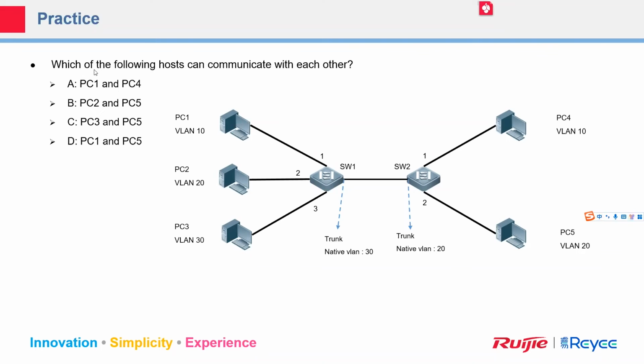Finally, the question is, which of the following hosts can communicate with each other successfully? A, B, C, and D. Please show me the correct answer. Ready? Communicate with each other means the left sends the packets to the right, and the right can give a reply successfully. That means we can communicate with each other. This is a multi-choice question.